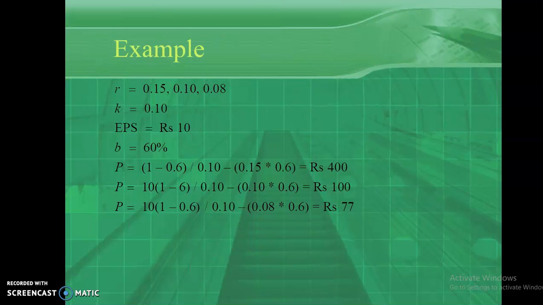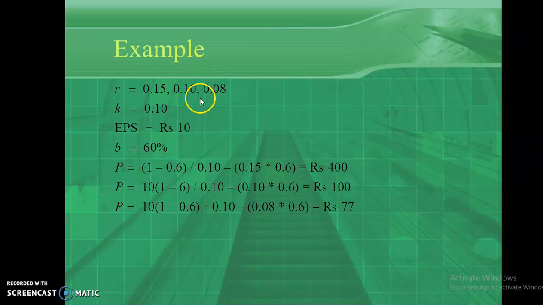You can apply this formula here. 1 minus 0.6, since 60% is the retention ratio, divided by K minus BR, that is 0.10 minus 0.15 into 0.6. So you will get a market price of share of 400. Similarly, 10 into 1 minus 0.6 divided by 0.10 minus 0.10 into 0.6 equals rupees 100.